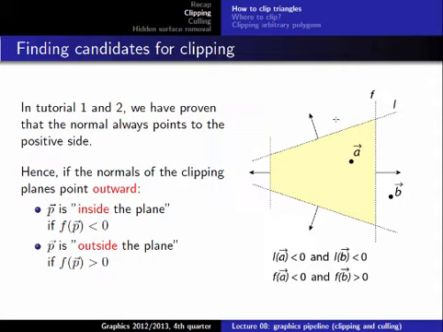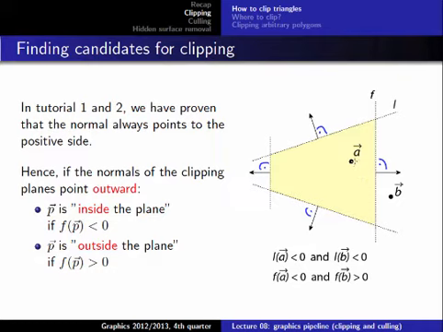Because if we specify our view frustum with planes where the normal vectors always point to the outside of the view frustum, then of course we can just take a vector or a vertex of a triangle, put it in the plane equation, and then we see if it is below the plane, which means in that case inside of the view frustum, or outside or above the plane, which means outside of the view frustum.